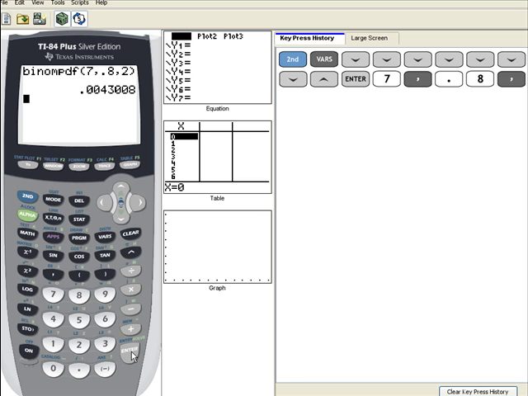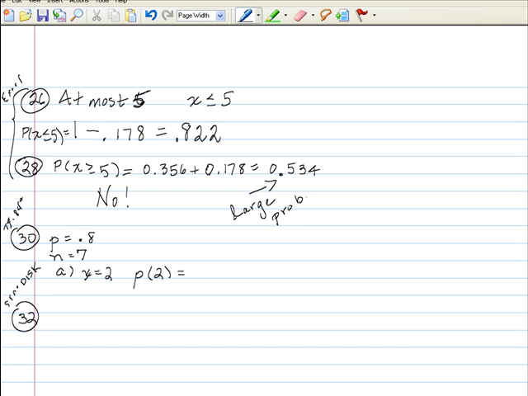0.00430. Alright, so let me put this on my... And the book does give both answers. If you're doing it with a table, you're going to get 0.004. If you're doing it with technology, you get the 0.00430 that we got.